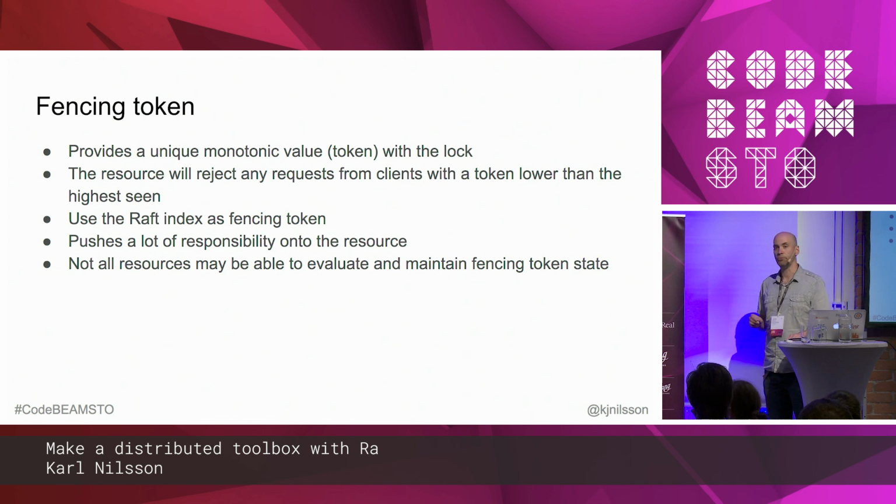But in terms of Ra, all we need to do really is just use the index that comes with the log. Because the log inside Ra is monotonic, we can just use that index as a fencing token. We don't even need to maintain our own state for it. We can just use that.